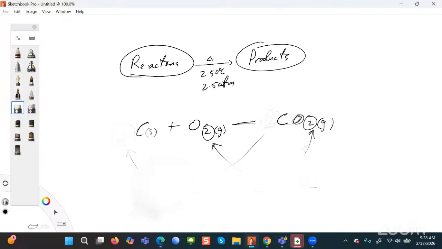Let me just erase all this here to avoid confusion. Okay, so previously you could be given this equation here, right? And if you look at this equation, based on what we have so far, we have one carbon here and one carbon here, right? So basically, there are no carbon atoms created nor destroyed in this reaction.